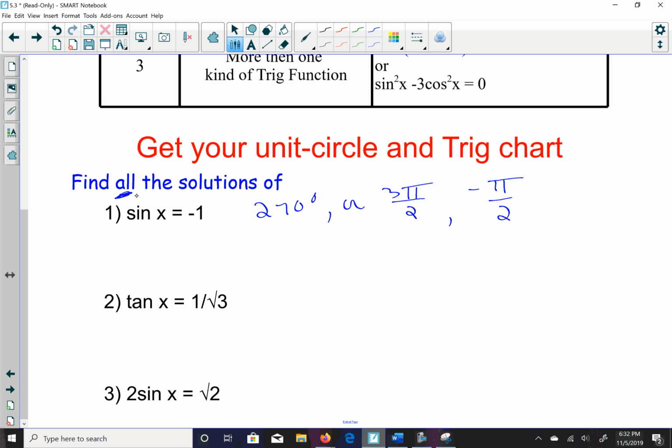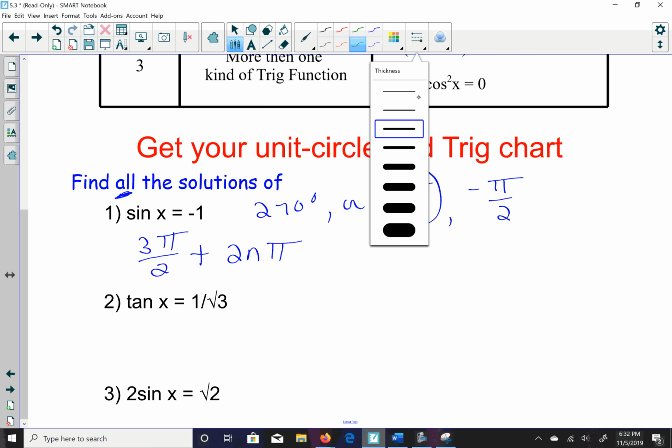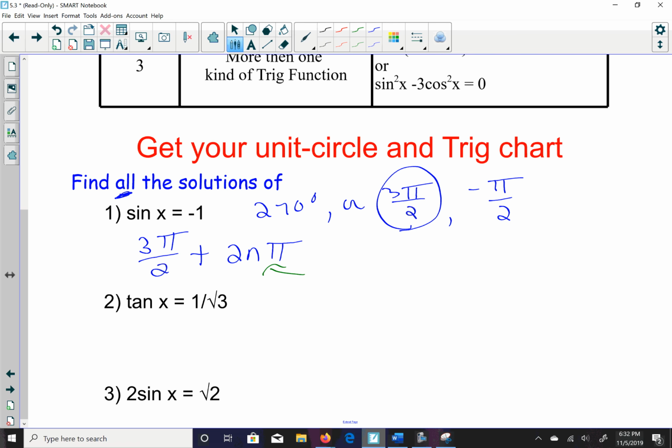So the easiest way to do it, and I'm going to pick probably the most common answer, which would have been 3 pi over 2, is I'm going to take 3 pi over 2 and add laps around the unit circle. In order to do that, I'm going to write 2n pi. This 2n pi means laps around the unit circle. I can take as many laps around the unit circle as I want, and those laps will always be an answer to this equation.